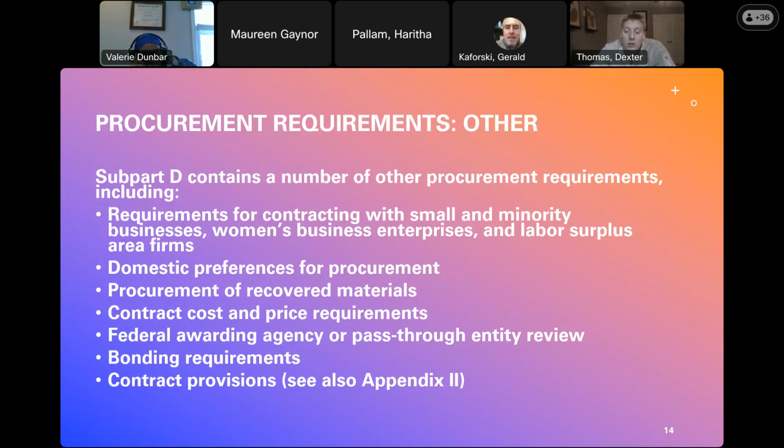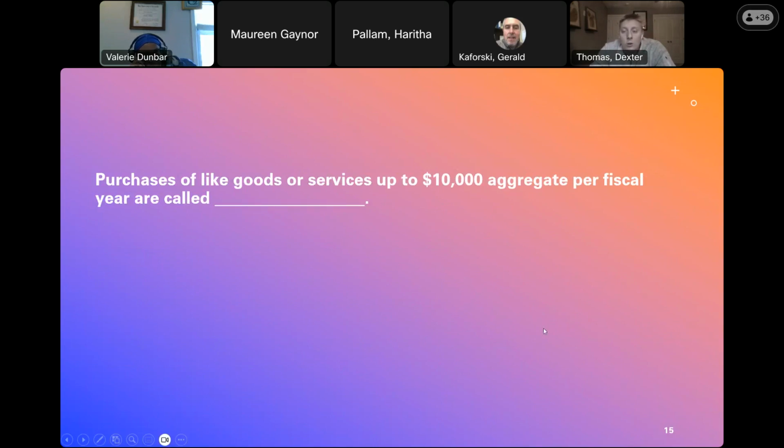See also Appendix 2. So quiz time. This is actually not a multiple choice. You're just going to need to type the answer in the chat. Purchases of like goods and services up to $10,000 aggregate per fiscal year are called what?